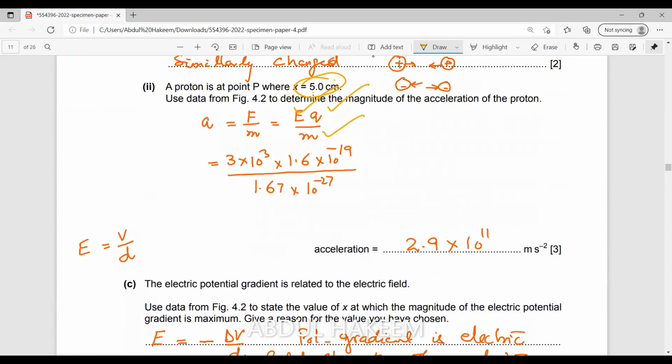So 3 into 10 power 3, charge of the proton is 1.6 into 10 power minus 19. Mass of the proton will be given as 1.67 into 10 power minus 27. It's given in the data. So the answer is coming 2.9 into 10 power 11.